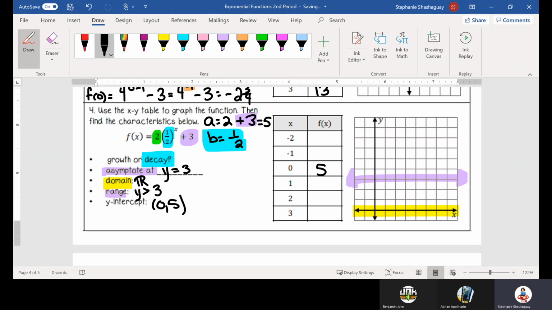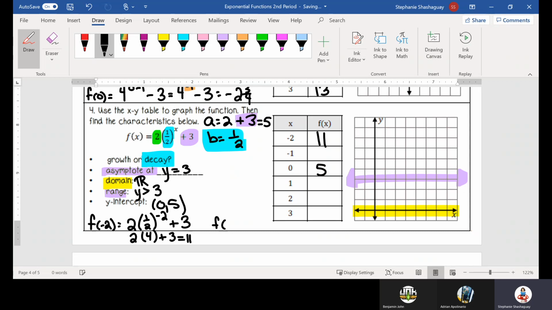Now I need to find the rest of the terms to fill in my table. So to find f of -2, well, then I'm going to have 2 multiplied by 1/2 to the -2 power, sorry, plus 3. 1/2 to the -2 power, you can type that into the calculator, and you're going to get 4, because it's the same thing as flipping that fraction, which becomes 2, and then squaring it, which is 4. So 2 times 4 plus 3 is going to be 11.